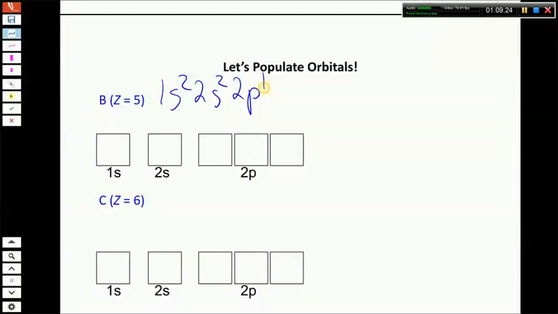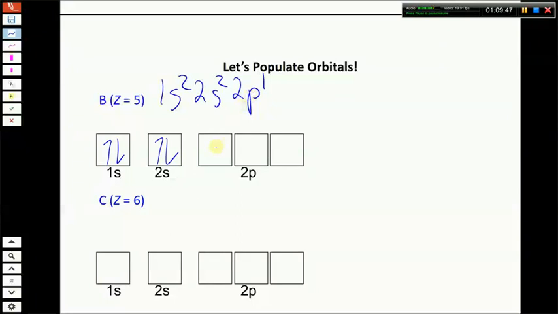2p1. And if we want to write then the population or the spins of those electrons, we use up arrows to indicate plus 1/2, down arrows to indicate minus 1/2. So our 1s orbital has 2 electrons in it, so one of them has to be up, one of them has to be down. 2s also has 2 electrons in it, so one up, one down. And then when we get to the 2p, we only have 1 electron left.